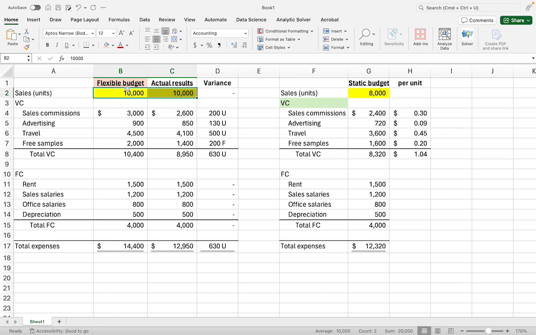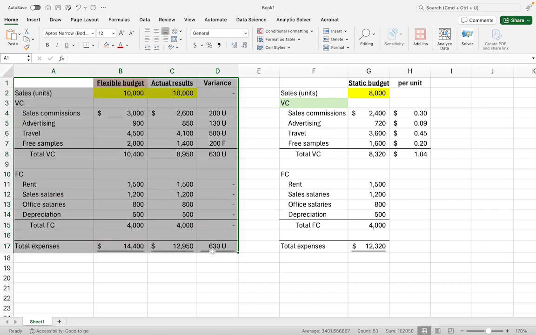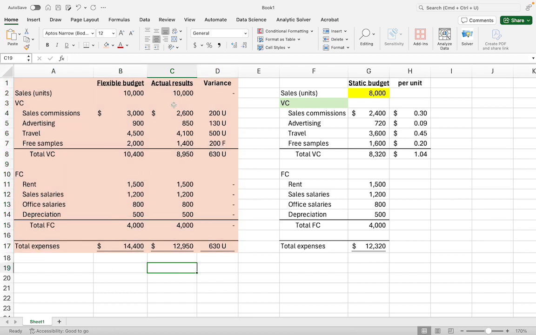So now that we've got the correct budget in place, and this would be a flexible budget report that I have here. So let me highlight this for you. This is the flexible budget report. All we need to do now is go through and compute the variances. So there is no variance for the sales units because 10,000 minus 10,000 is 0. The sales commission variance is going to be $400. It's 3,000 minus 2,600. Now I got to think about this.